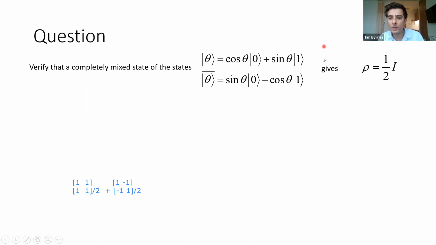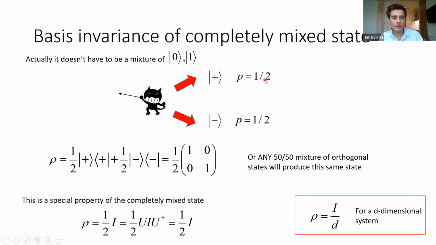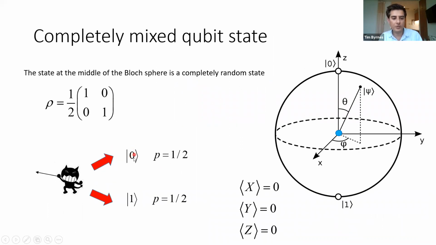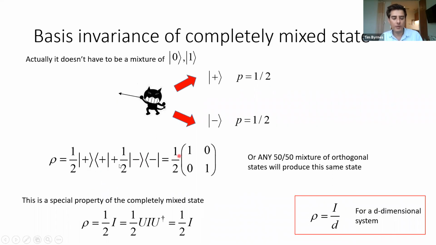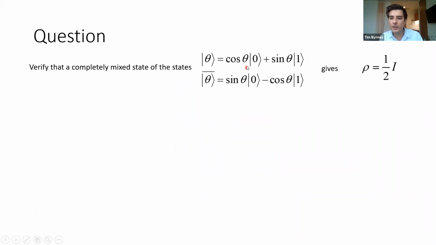Okay, let's do another quick question here. We did the 50-50 mixture of 0, 1, and we got that state. We got a 50-50 mixture of plus and minus, and we still got that state. So what I want you to verify is that, say we got a 50-50 mixture of these two states, let's call them theta and theta bar, that's still equal to this completely mixed state. I'll give you a couple of minutes to do that one.